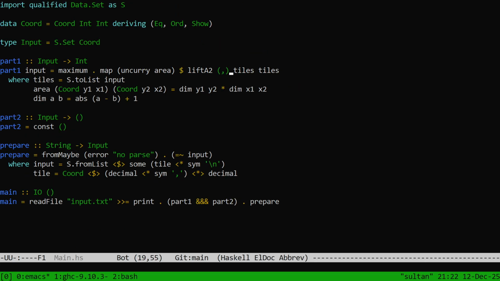All right, so what have we done here? We've said convert the input set to a list and tuple that list together with itself in every possible way. Take the Cartesian product of that list with itself, tupling up the results. Find the area of each pair and the maximum of those. And area is just the y dimension times the x dimension, and the dimension is the size of that dimension plus 1.